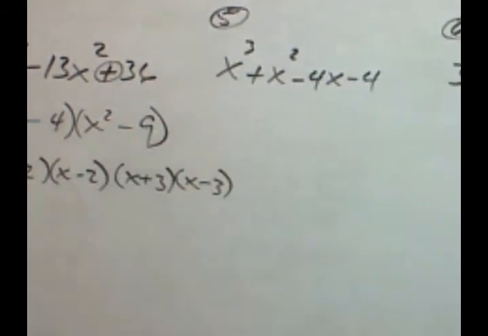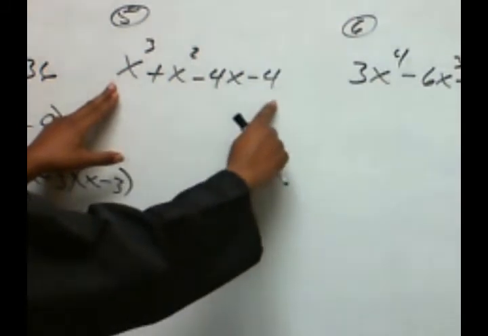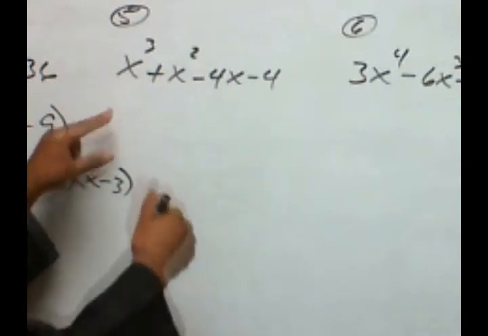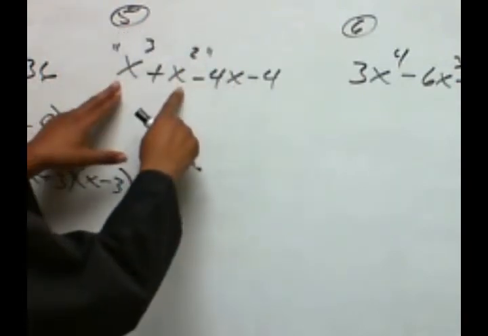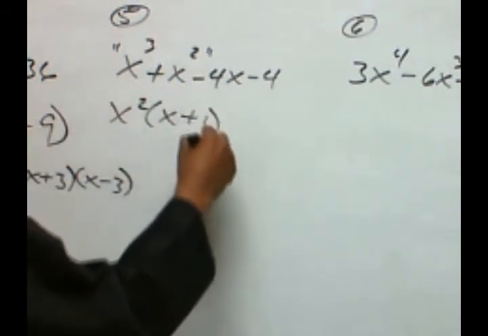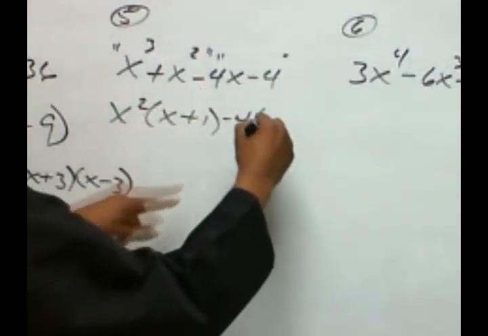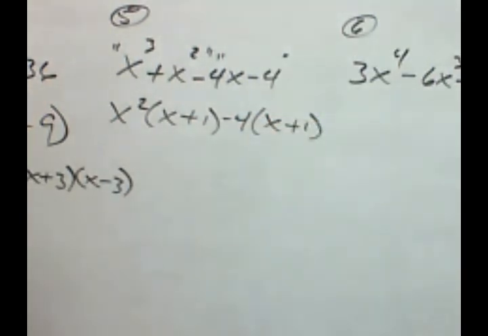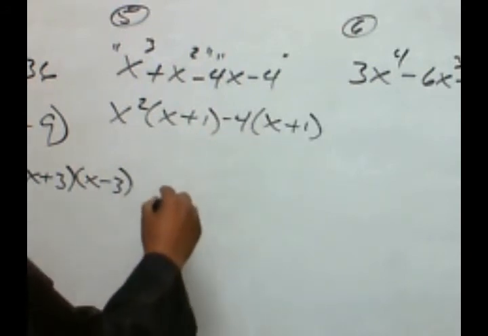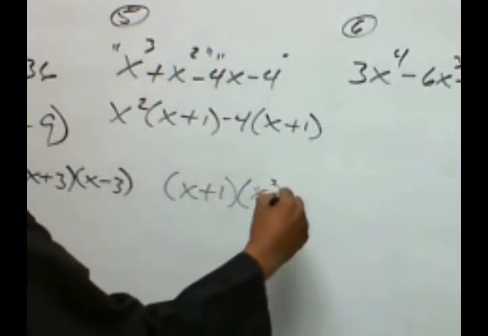Number 5, we have a 4-term polynomial. There's no GCF in the entire problem, so instead we're going to use the technique of seeing if we can take GCFs out in groups. So the GCF of the first two terms will be x squared. So this is x squared times x plus 1. The GCF for the next two terms would be a negative 4 times x plus 1. Now we have common terms here, so we can take these out as the next GCF, which will be x plus 1 times x squared minus 4.